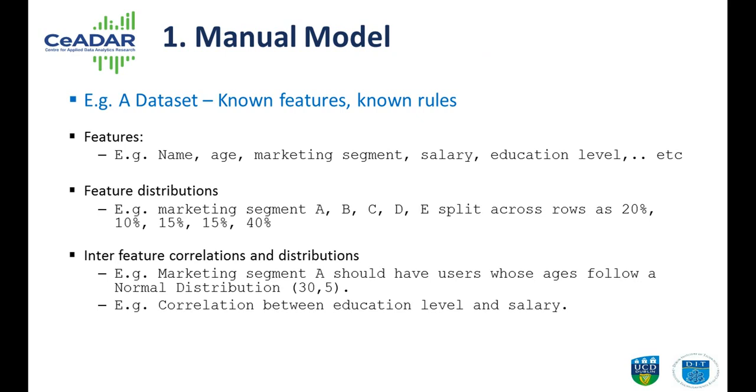Looking at manual mode first, the user understands the characteristics of the dataset to be generated, i.e. the names of the columns are features, the values of the features, and how these values are distributed. They also understand or can specify any interfeature rules, for example, a correlation between an educational level feature and a salary feature.